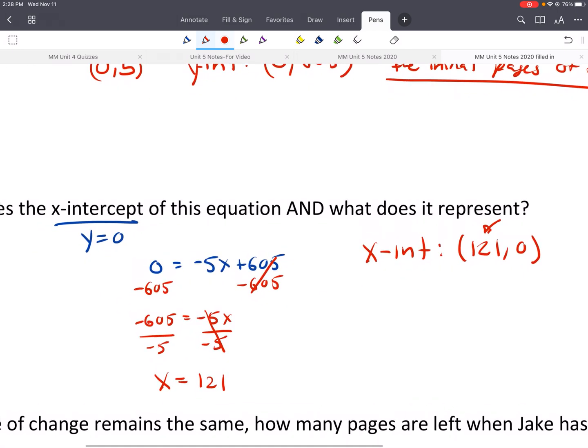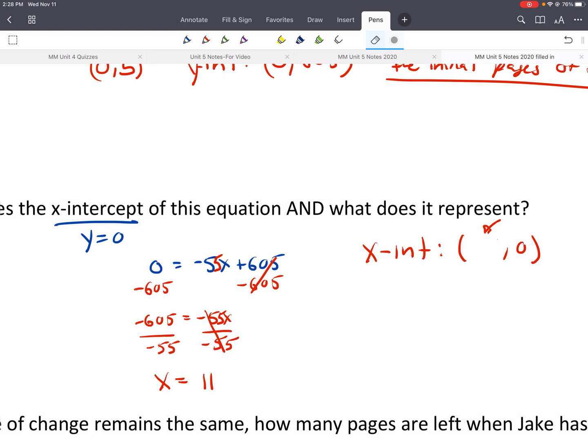Oh, my bad. Sorry. There's something fishy. It's way too long to read. This is a good thing that I made this mistake, because we should always look at our values and ask, does that make sense? Does it make sense that it would take him 121 hours to finish his book, to have no pages left? I forgot, I wrote it as negative 5 instead of 55. So let's fix that up. Negative 605 divided by negative 55 gives you 11 hours. And that is much more appropriate, I would imagine.